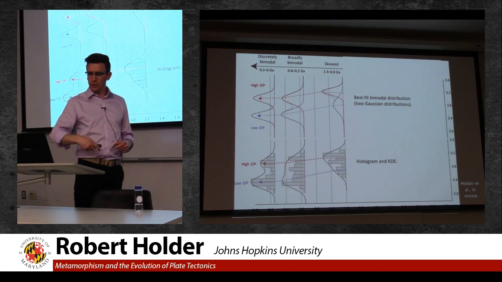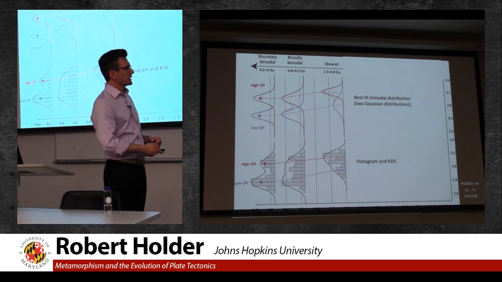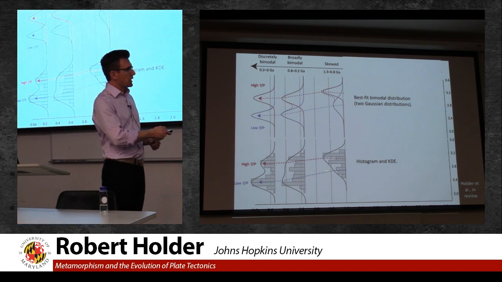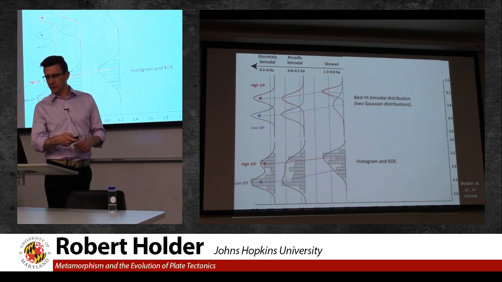If we go back further to the assembly and breakup of Rodinia, we can see that we've lost the prominence of data on the low TP end, but the data are still fit quite well by a bimodal distribution. But that bimodal distribution has shifted up in terms of thermobaric ratio.